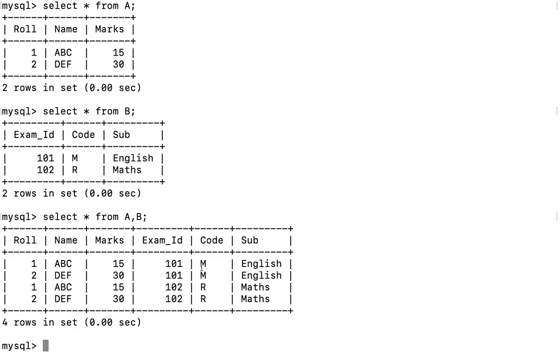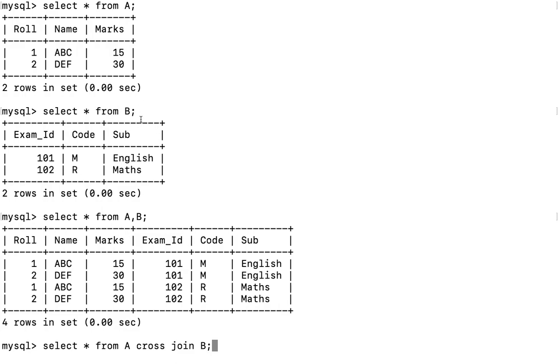Now, how do we use the keyword CROSS JOIN in order to generate a Cartesian product? Let us see. For that we need to write SELECT * FROM A CROSS JOIN B. What is the meaning of this? The meaning of this is that we want to do a Cartesian product of the table A with the table B.